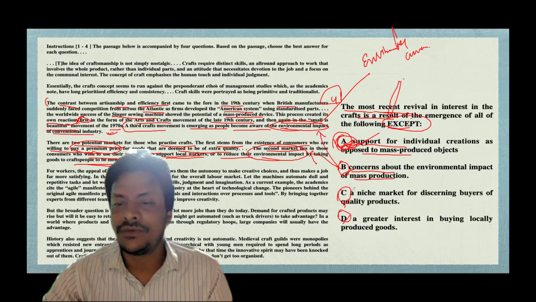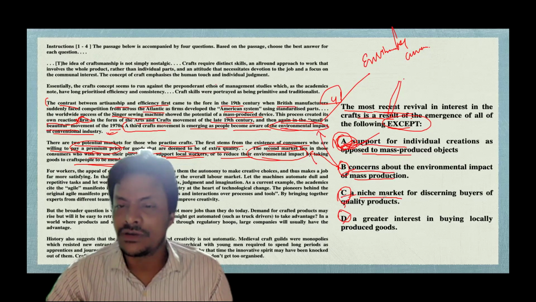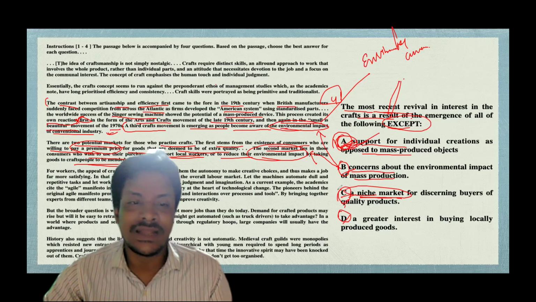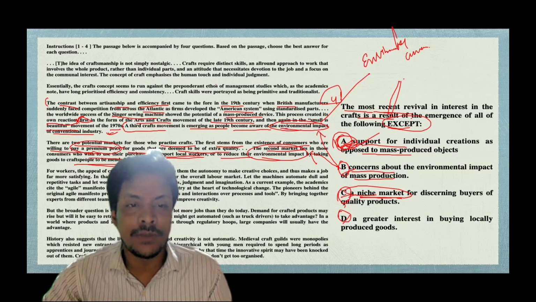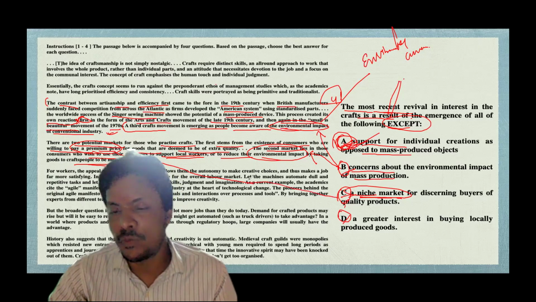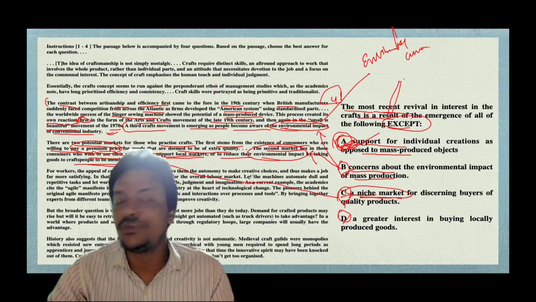Then C says a niche market for discerning buyers of quality products. This one is saying that there is a small group of buyers who are willing to pay more for high quality handmade products. They state buyers of quality products. So somewhere we talk about quality products. Yes, people are ready to pay a premium price, meaning high prices for goods that are demanded to be extra quality. Extra quality means high quality products.